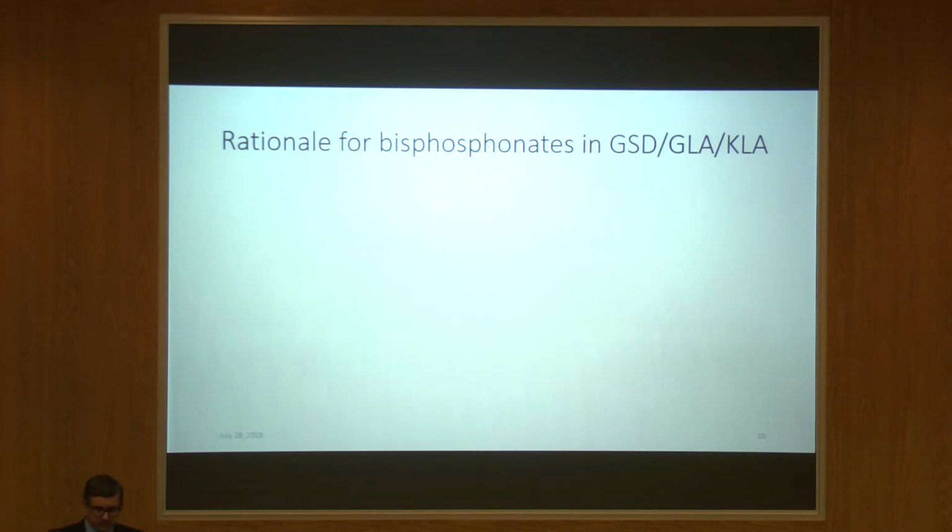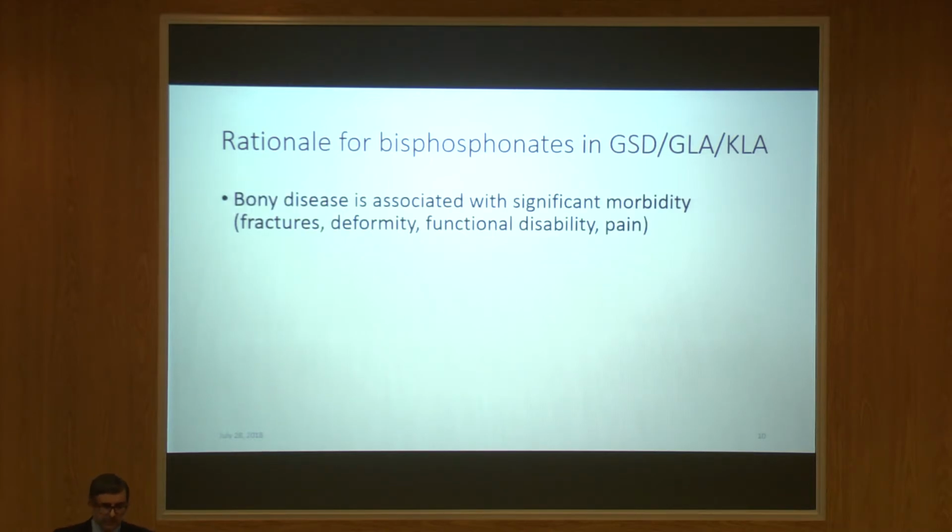So why did we start using bisphosphonate as an adjuvant therapy or in combination with sirolimus in these complicated vascular anomalies? The first thing is that we see significant bony disease in a significant number of patients with especially GSD, but also GLA and sometimes KLA. And that can cause significant complications, significant morbidity to patients. It can cause fractures, pathologic fractures. It can cause deformities, and it can cause pain and functional disability.